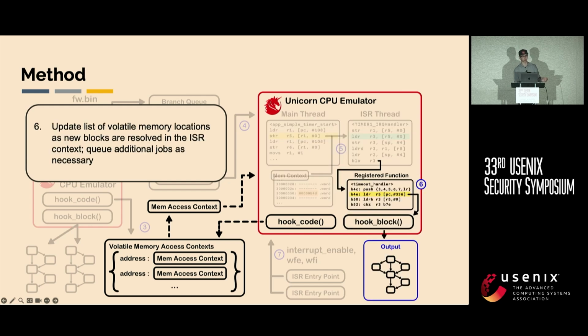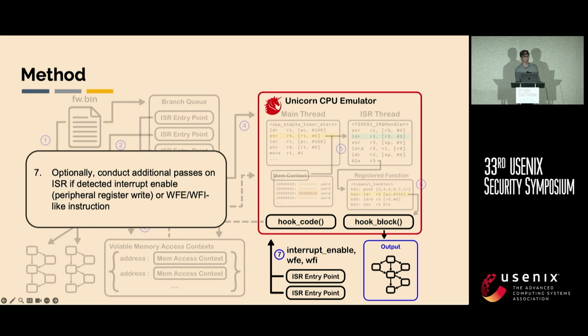So then, once you've done this, you just continue the algorithm, the regular forced execution algorithm, popping contexts off of the queue. If we're in the ISR context and we encounter new blocks, we update our list of volatile memory locations, and we ping pong back and forth between the two contexts until we run out of contexts in our queue. So by the end of this, what we should end up with is a fully reachable control flow graph. So every block in the resulting control flow graph will be reachable from a known entry point.